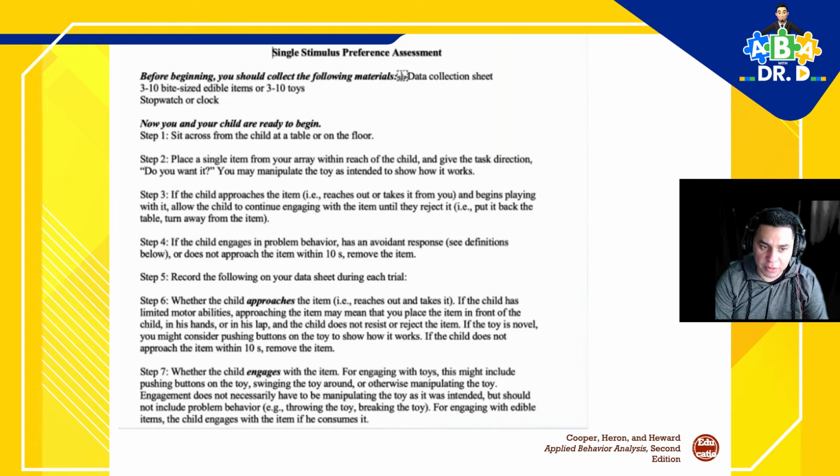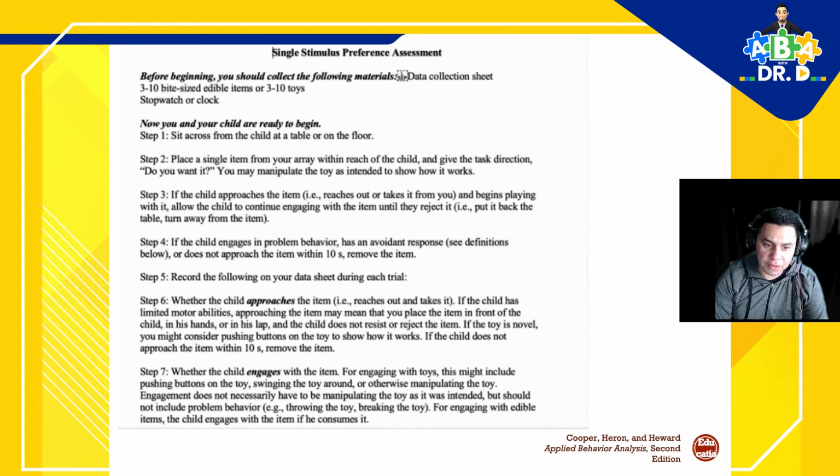Here is step one. You're going to sit across from the child at a table or on the floor. Step two, you're going to place a single item from your array within reach of the child and give the task direction, "Do you want it?" You manipulate the toy as intended to show how it works. So you're going to play with that a little bit, to see if that interests the child.